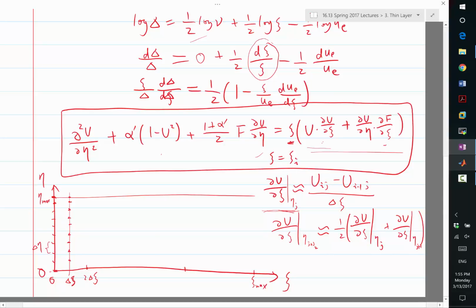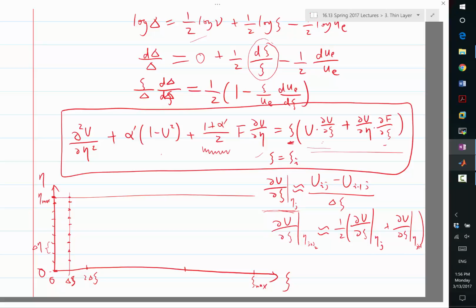The third boundary condition is at eta max, big U is equal to 1. Is that still true? Yes, because big U is equal to small u divided by UE, so the ratio should be 1 at eta max. So all the boundary conditions remain the same. The only difference we had is, on the left hand side, we have a different coefficient up here than the Faulkner-Skan equation we derived earlier.